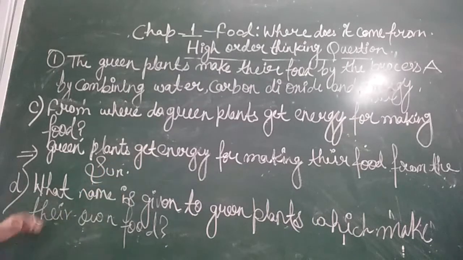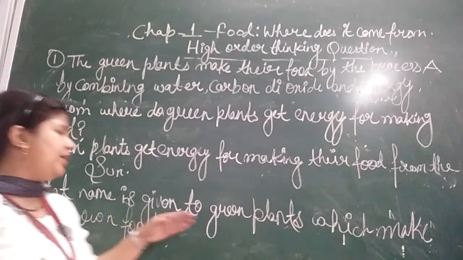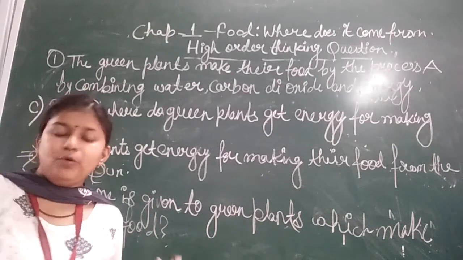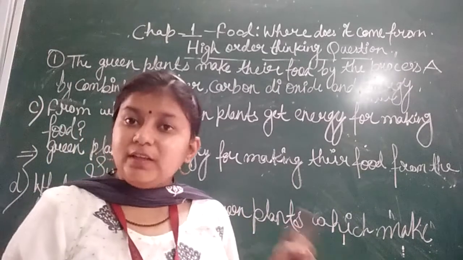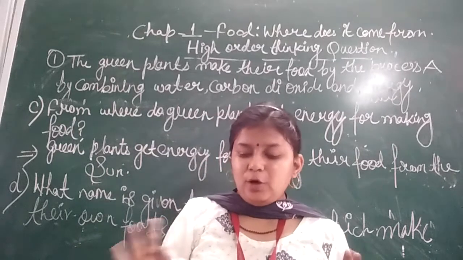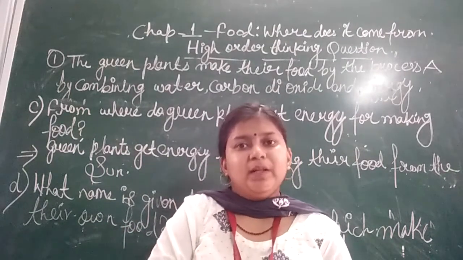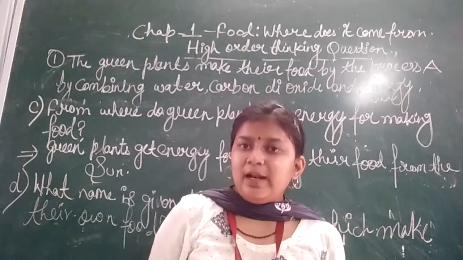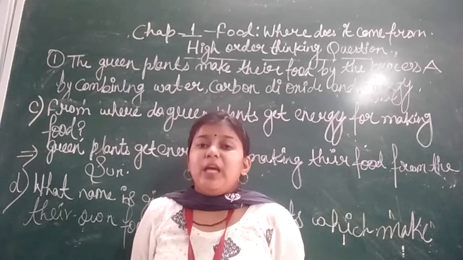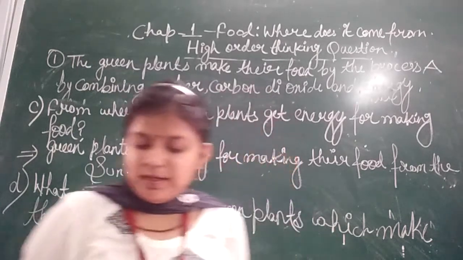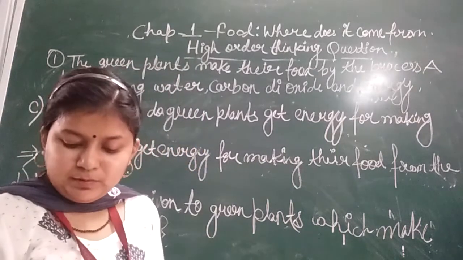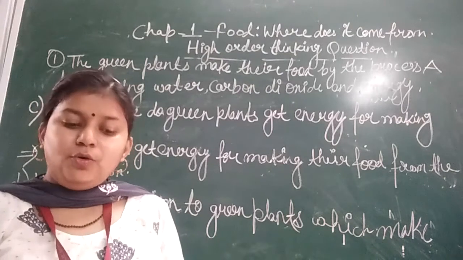Now the next question is, what name is given to the plant which make their own food? If you remember in the notes and in the video, I have told you that because plants make their own food, they are not dependent on anyone else for their food. They make their own food in the presence of sunlight, carbon dioxide and water, and they release oxygen meanwhile. So we call them producers or food producers.